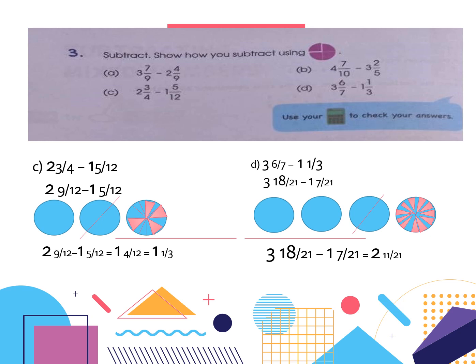Now we have the same denominators for the fraction parts. First, we are going to solve the whole number part, which is 3 minus 1. So it results in 2. And for 18 over 21 minus 7 over 21, we have 11 over 21. And 2 whole number 11 over 21 is our answer.